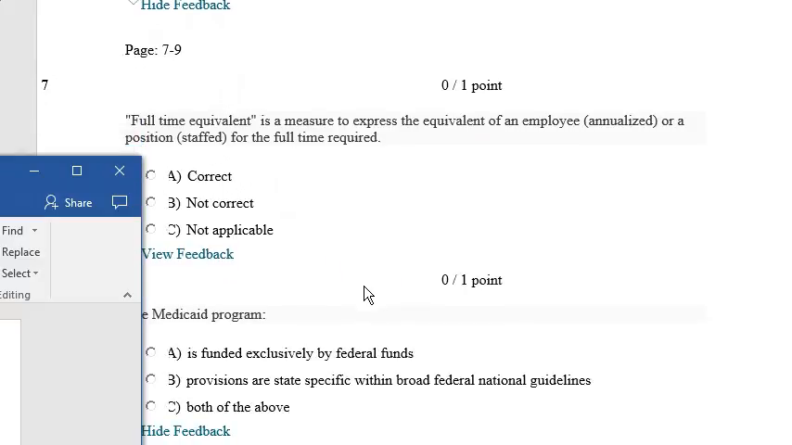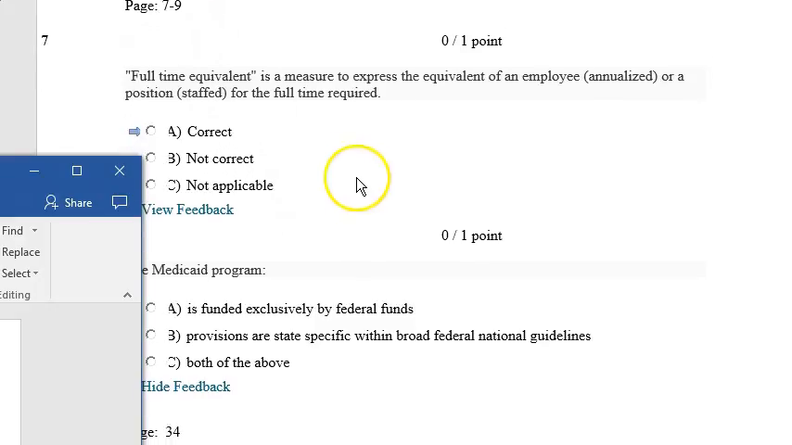All right, our next question is, and we'll scroll up here. Full-time equivalent is a measure used to express the equivalent of an employee annualized or a position staffed for full-time required. Basically, this is a glorified true or false question. And you may hear the words also FTE. I know here at Mercy Health we use FTE, full-time equivalent, and hopefully you see that one as being correct. The answer that is the definition of a full-time equivalent, or a FTE.